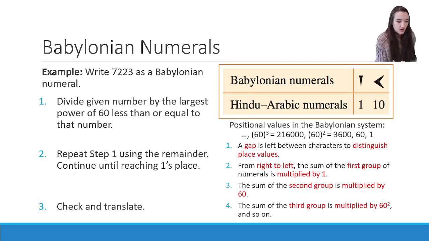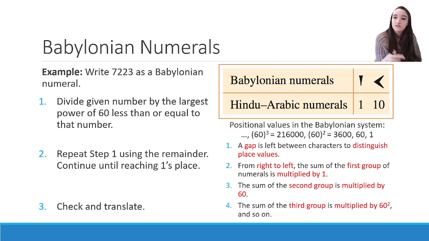So we have this process. And this will be the same process we use in the next system we look at, as well as when we look at different bases in the next chapter. So we start by dividing the given number by the largest power of 60, or the largest positional value, less than or equal to that number.